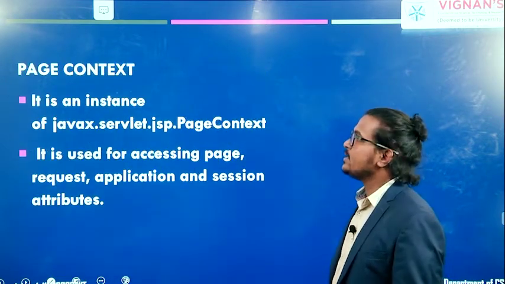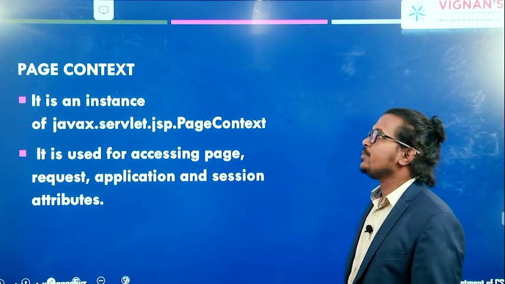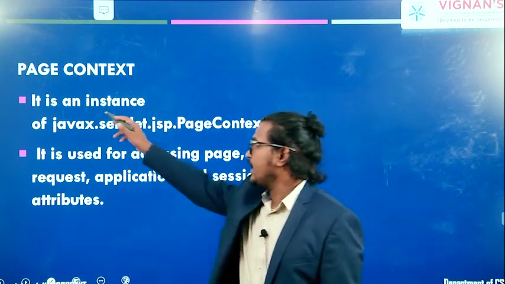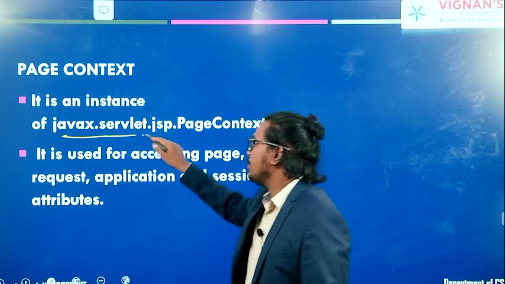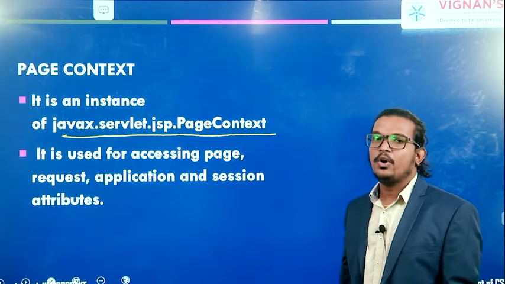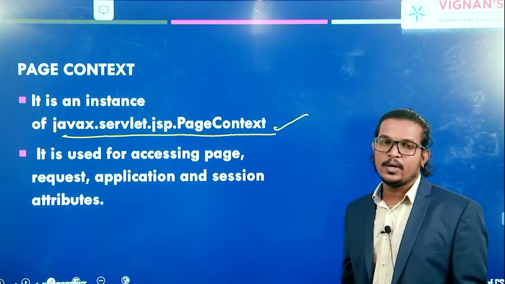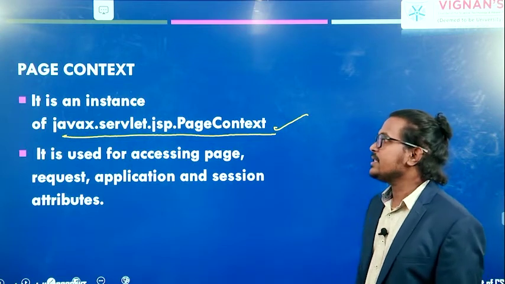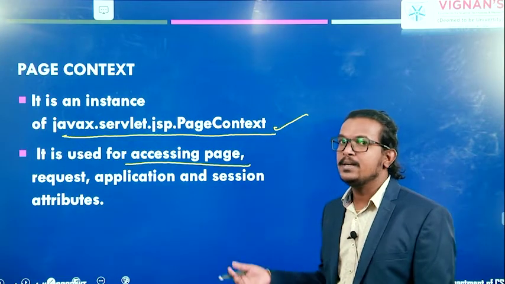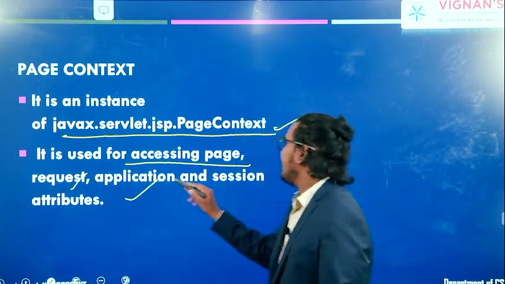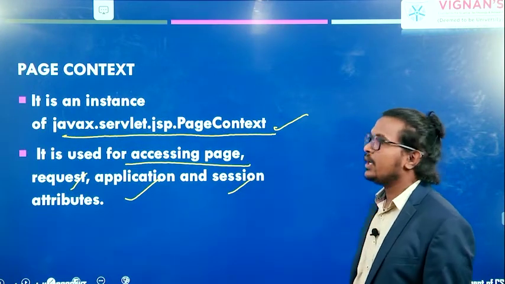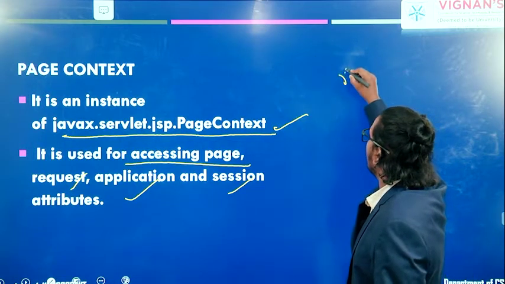The next parameter is the page context. This page context is an instance of javax.servlet.jsp.PageContext. In this particular package only we can use the page context object. What is the next one? It is used for accessing the page, request, application and session attributes. With the help of this page context, we can access the request of the client.